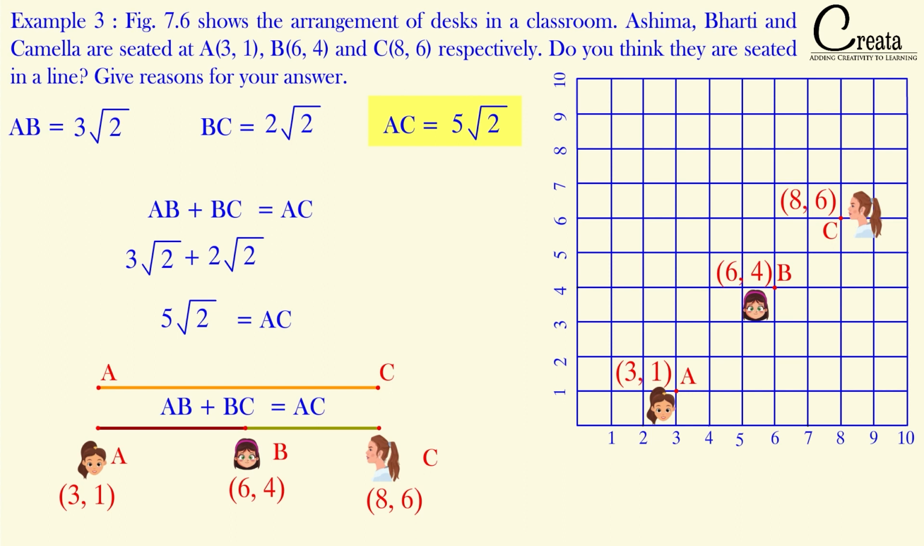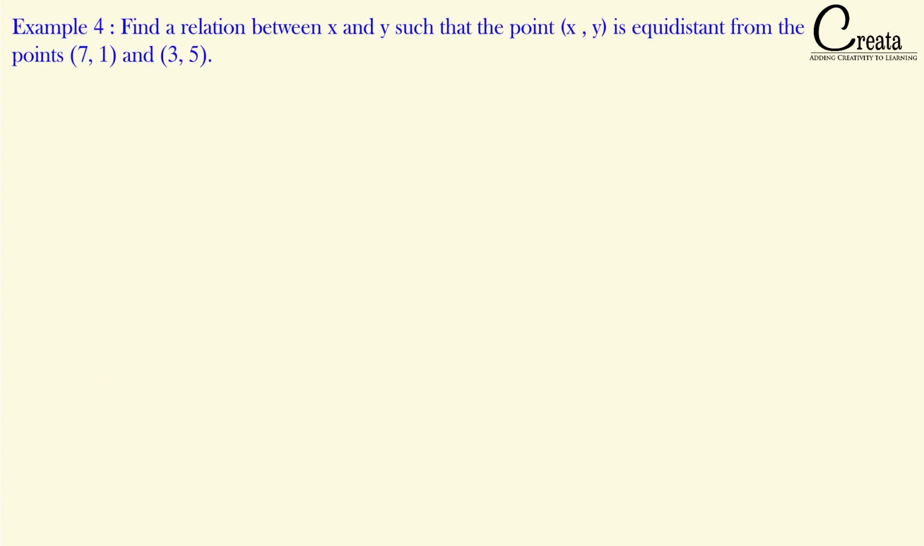Got it? We have solved the question using the distance formula. Let's move to example number 4. Find the relation between x and y such that the point (x, y) is equidistant from the points (7,1) and (3,5).